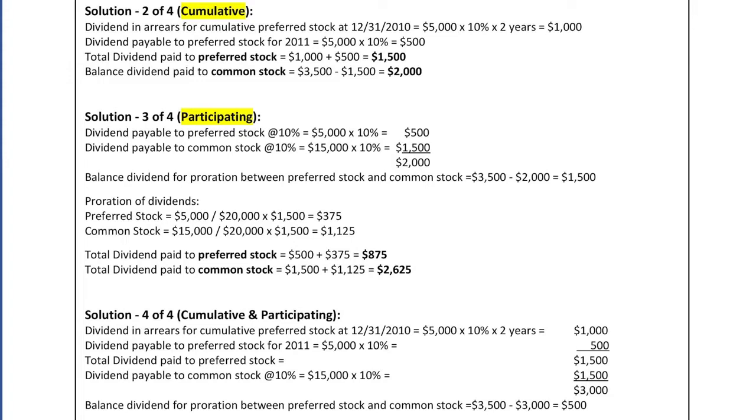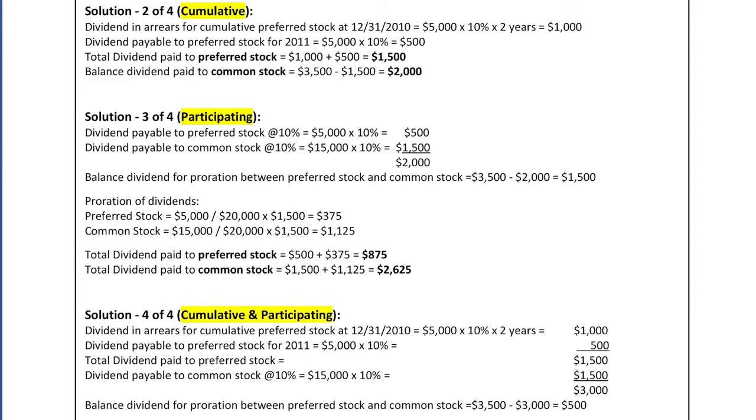Now that $1,500 would again be prorated between preferred stockholders and common stockholders. So preferred stockholders, that's $5,000 book value out of $20,000 book value. Let's say 25%. So they're going to get $375 of this excess dividend. Common stockholders, they'll get the remaining 75%, remaining $1,125 of the excess dividend. So the total dividend which goes out to preferred stockholders is $500 plus $375, $875. Common stockholders, they get $1,500 plus $1,125, $2,625 of dividend. Now the fourth part, in this case, the preferred stock is both cumulative and participating.